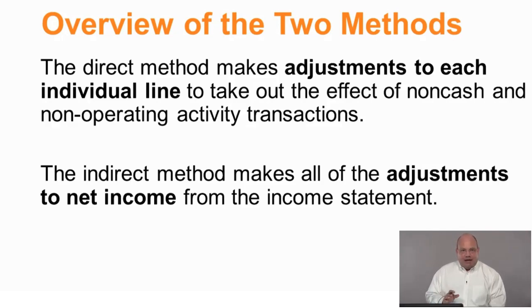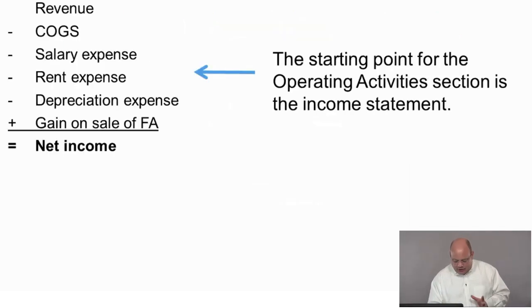Now, what this means is that we have the same starting point. And we know that the ending point, the cash flows from operating activities, is the same under both methods as well. So all that's different is kind of the way it's presented. So let's try to look at this.